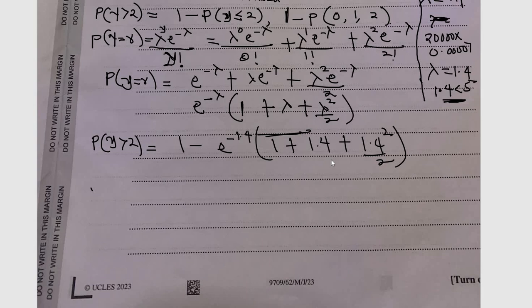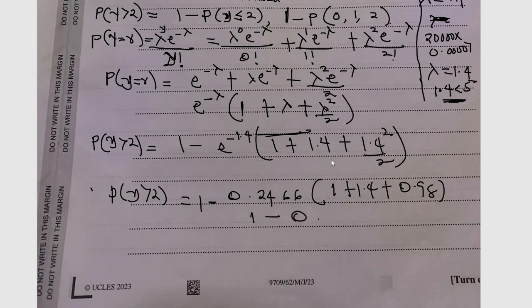At the end of the day, probability of y greater than 2 is 1 minus 0.2466. The one in bracket, this is 1 plus 1.4 plus this will give us 0.98. So 1 minus, when you multiply them together, add this and multiply, we have 0.83351. So probability of y greater than 2 will give us 0.166. That's it.